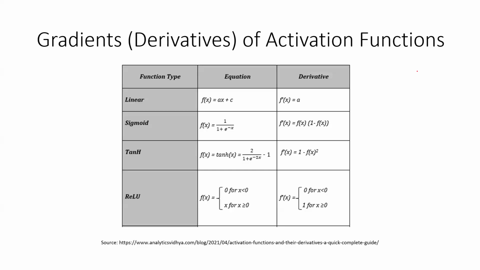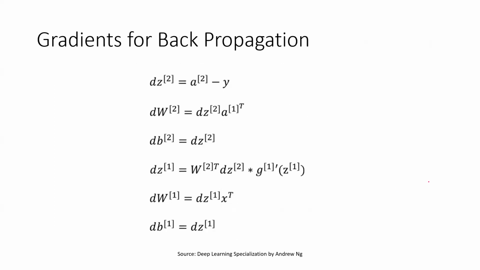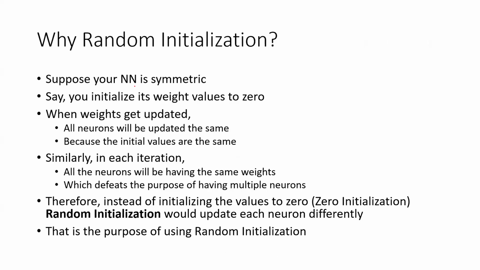So this is how we calculate the derivatives of each of these equations of the linear, sigmoid, tanh and ReLU activation functions. These are the equations and these are the derivatives, and these are the gradients that we have to calculate for each of the steps. We are not going to discuss how these are calculated because it is difficult, and also remember that you have to do the random initialization.